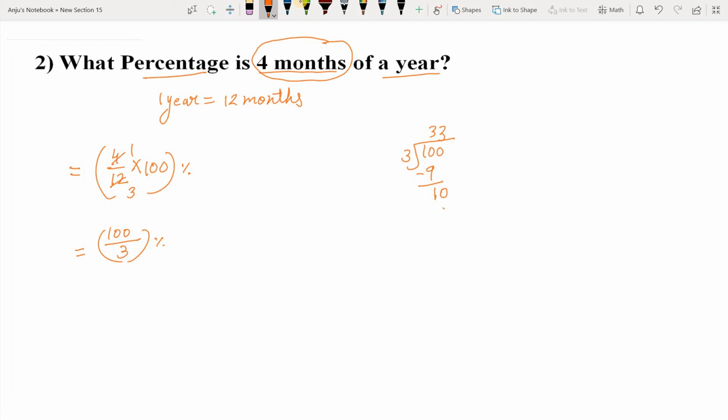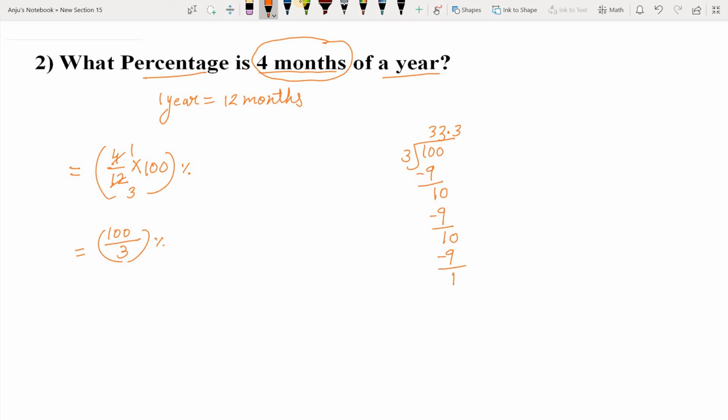So 3 3s are 9. And then 10 minus 9 we get 1. Now we don't have any digit to bring down. So we put decimal point and we write 0 in front of remainder. Now again it will go 3 times. 3 3s are 9. 10 minus 9 we get 1.